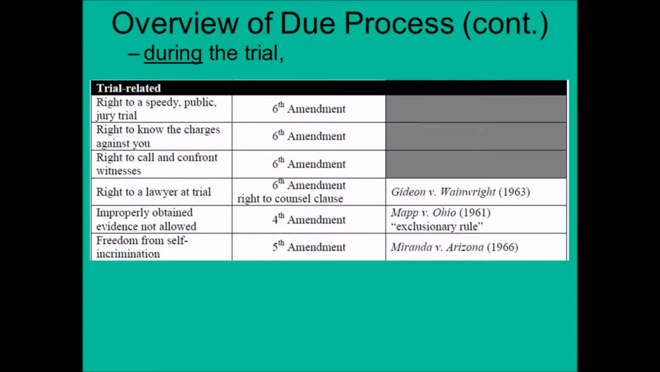During your trial, you have additional due process protections. Most of them are found in the Sixth Amendment. You can read them over here or on your handout. But there's a little bit of the Fourth Amendment protecting you during the trial, and a little bit of the Fifth Amendment protecting you during the trial as well. The only case in this video that appears over on the right is Mapp versus Ohio. It is not required by the College Board. However, the concept that's associated with Mapp versus Ohio, the exclusionary rule, is an important concept, frequently appears on AP exams, and will be discussed in this video.